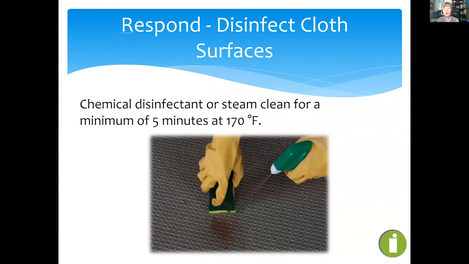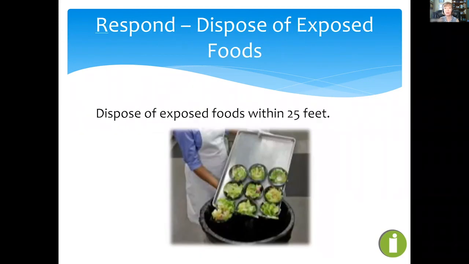Now, most of the time we're not going to have cloth surfaces, but in the event that you have cloth surfaces, it's going to require steam cleaning. Most of the disinfectants we're talking about would discolor the cloth surfaces, so effectively you would want to steam clean for at least 5 minutes at 170 degrees.